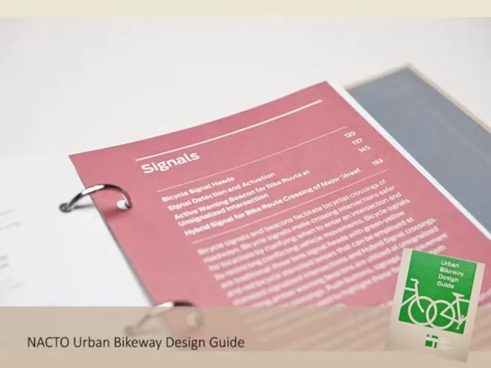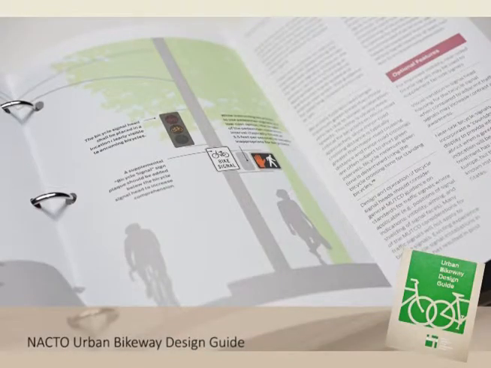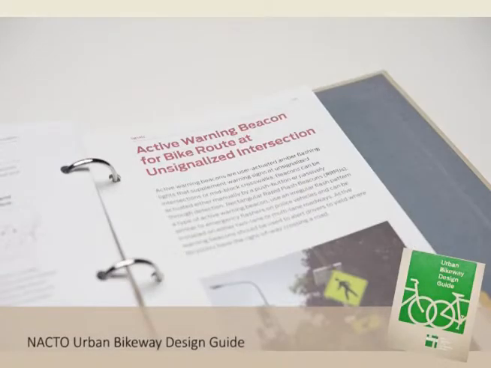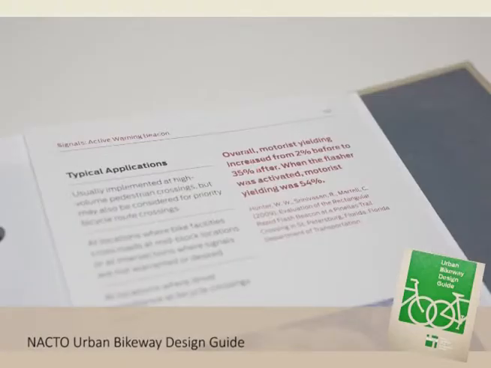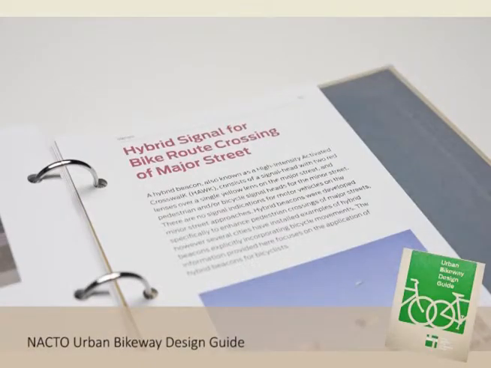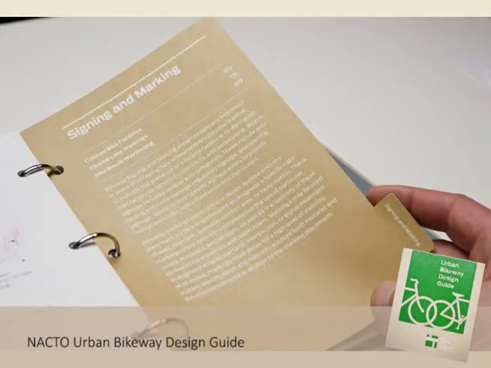The following are several topics within the Urban Bikeway Design Guide that might be of particular interest to federal land managers. The design guide compares bike lanes to cycle tracks and also introduces buffered bike lanes, all of which may be good options to be considered by federal land managers. The guide also identifies active warning beacons for bike routes at unsignalized intersections or mid-block crosswalks, which may be manually or passively activated. The beacons provide cyclists and typically pedestrians the right-of-way for crossing the road.